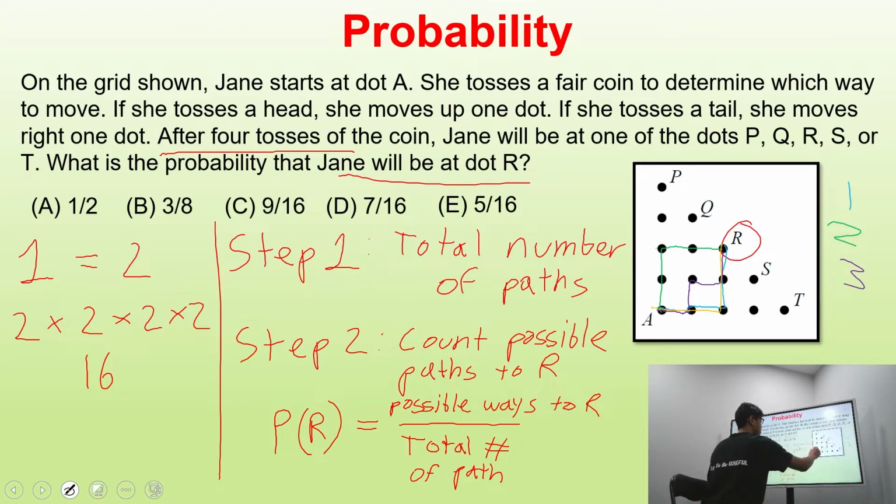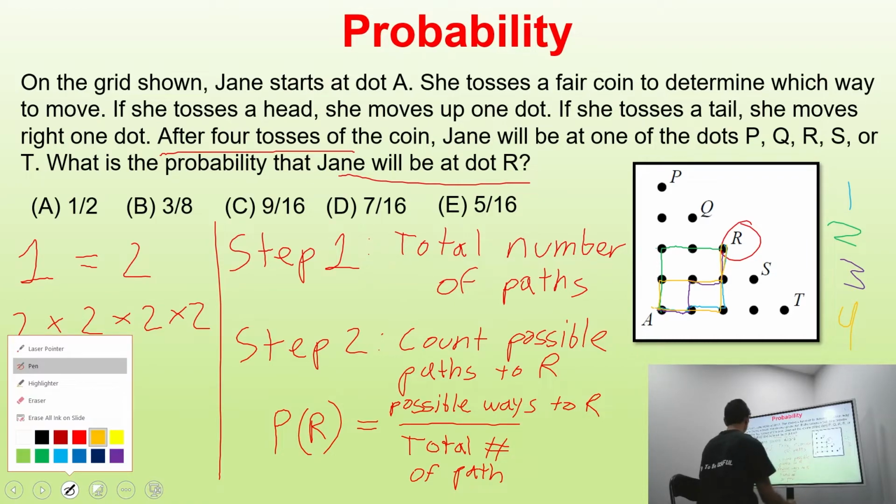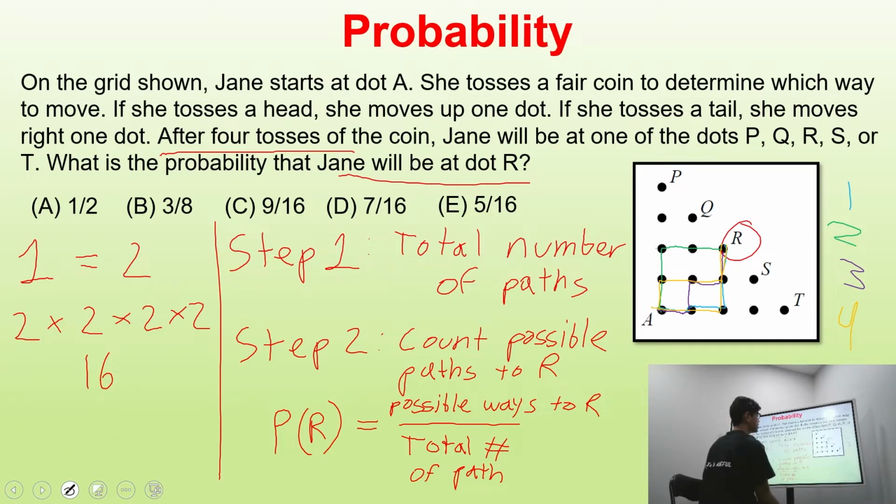The next way is to just go up 1, then go tails twice, and go up 1. So that's also a possible way. So here we have 4 possible ways of getting to R. Then the next way is to go up like this. So we go tails, 2 heads, 1 another tail. So that's 5 possible ways to get to R. The final way to get to R is by going heads, tails, tails. And that is our 6 possible outcomes for getting R.